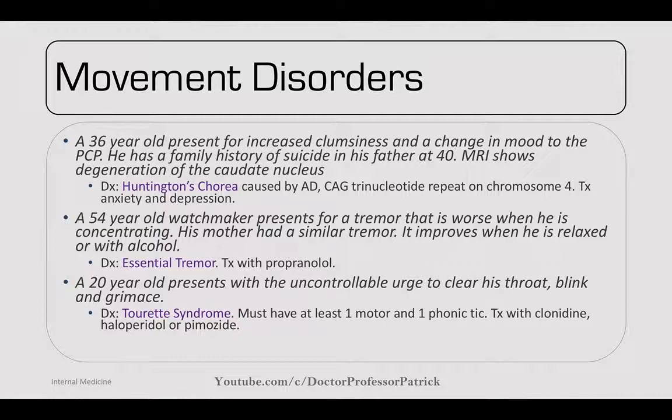Next, there's a 54-year-old watchmaker who presents for a tremor that is worse when he's concentrating. His mother had a similar tremor and it improves when he takes a drink of alcohol. So this would be an essential tremor. You can treat these with propranolol or barbiturates.